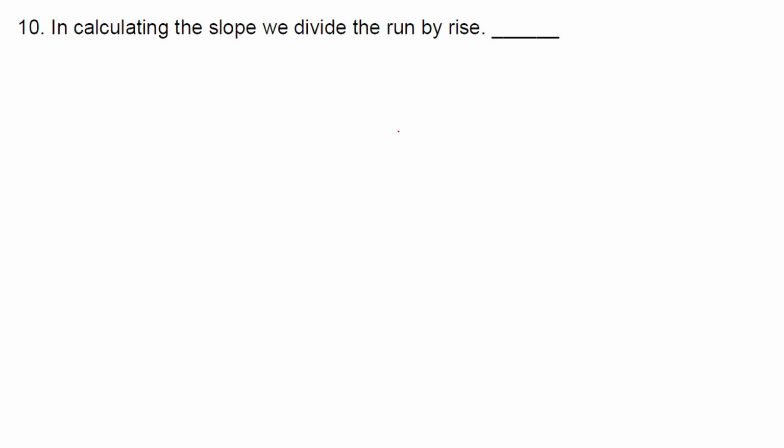In calculating the slope, we divide the run by rise. Okay? This one, I will tell you right away, this one is false. Because I guess there's no need to further explain this. I'll just tell you the correct statement. So, we should actually divide, not run by rise, but it should be the opposite or the other way around. So, slope is actually equal to rise over run. Please take note of that.